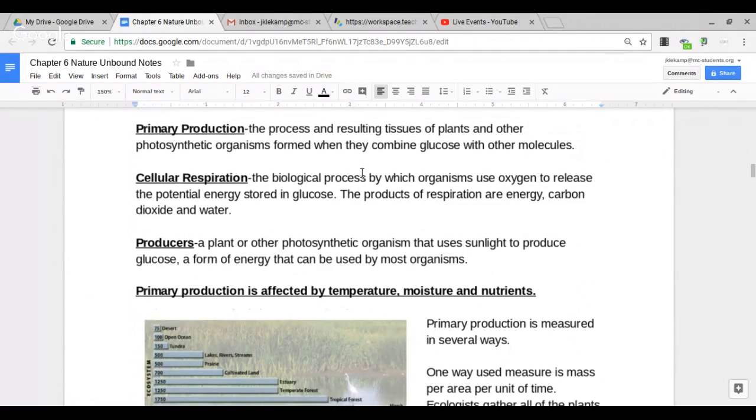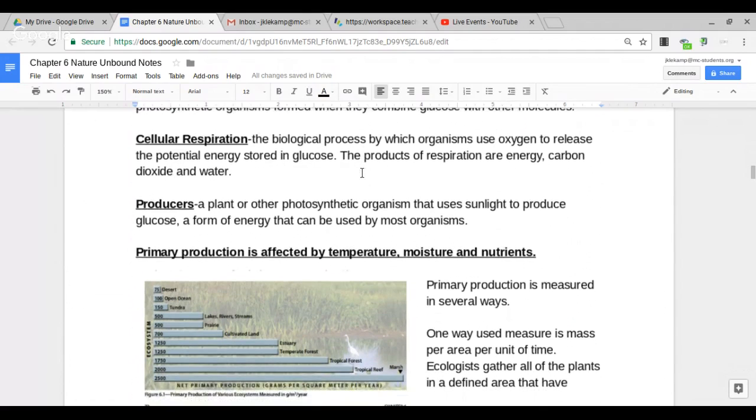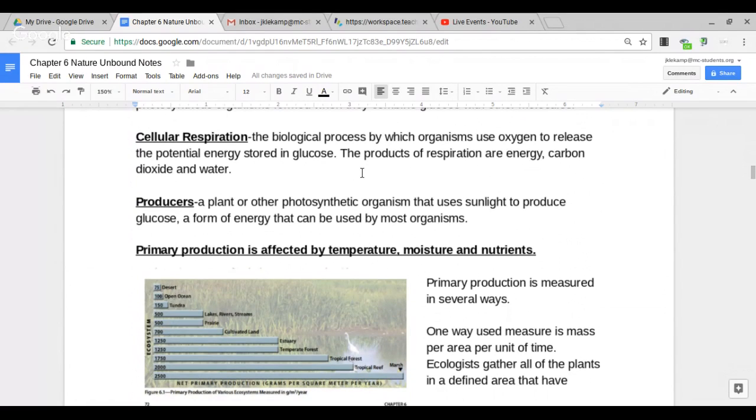When we talk about all this, we're really talking about a broad topic called primary production. It's the process and resulting tissue of plants and other photosynthetic organisms formed when they combine glucose with other molecules. It helps with cellular respiration that glucose does. We take it in, we eat it, we break it down to the glucose level. We use oxygen in most cases through aerobic respiration to get the most bang for our buck. Called ATP, which is adenosine triphosphate. So we take that glucose and we change the molecular formation of it and create ATP.